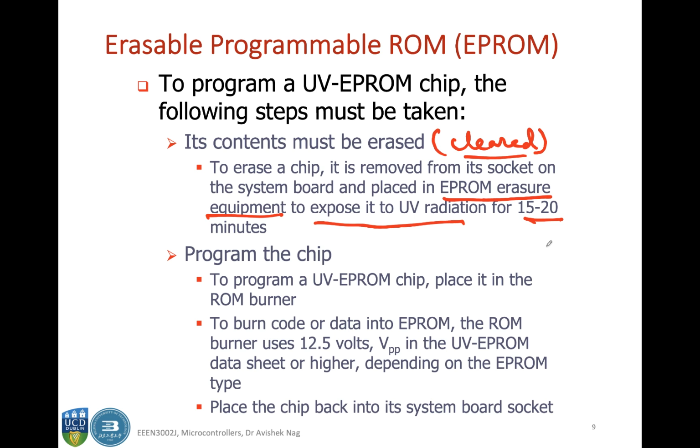So there are 3 steps. First, the ROM is taken from the system board and placed into the eraser equipment. Then it is brought back to the burner, and once the programming or the burning is done, it's placed back into the system board socket.